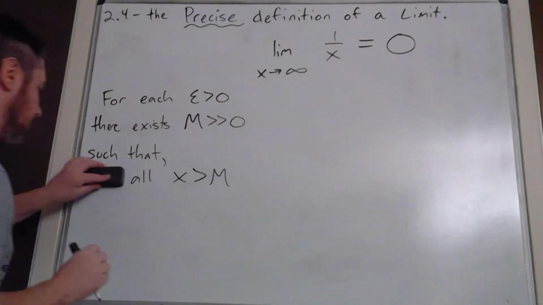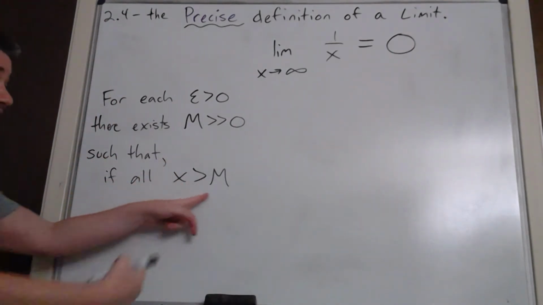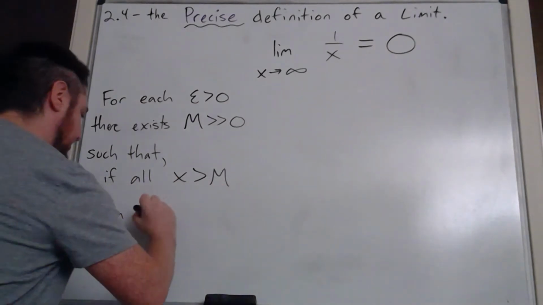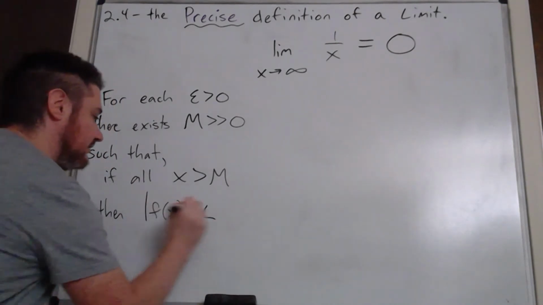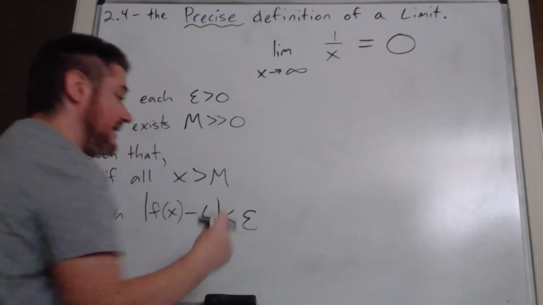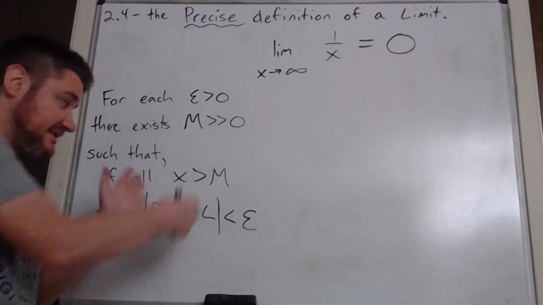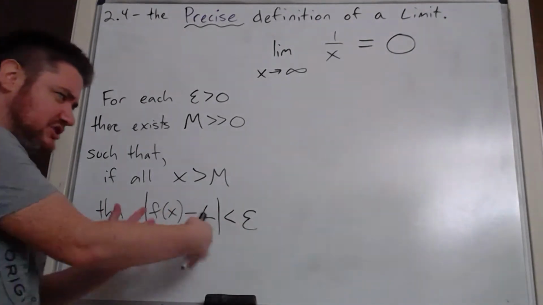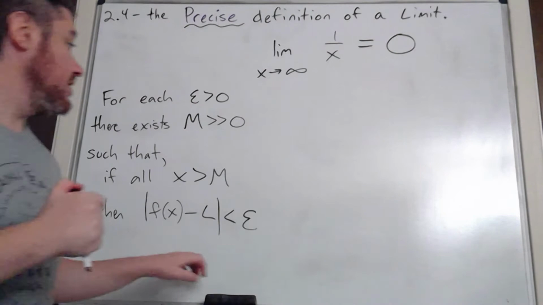let me write it like this. This is the way the book does it. Such that if you pass it, if you let x values get beyond that M, then the distance between your function values and what you're claiming is your limit is less than epsilon. That means those two values are close, that their difference is less than this arbitrarily small number. So the concept just means the function is getting close to the limit. Okay.